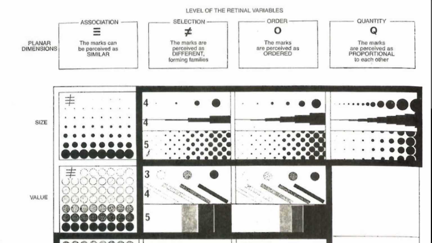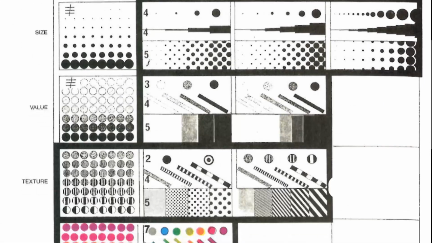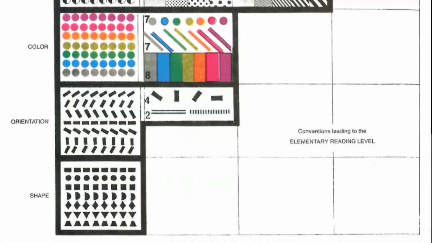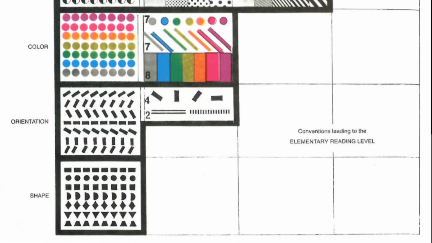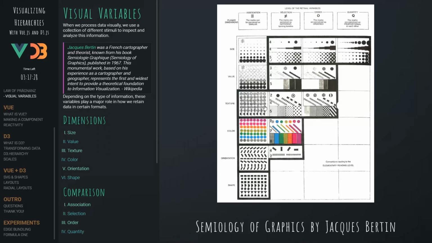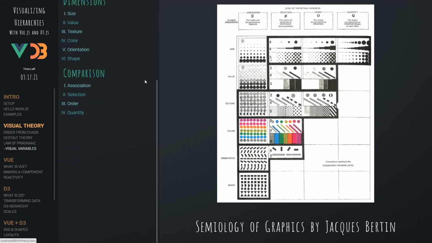And you can see by these examples here that it shows the different areas in which size would work for selection, order, quantity, or association. Same thing with value, texture, color, orientation, and shape. Now, as you go down to the bottom right here, these are conventions leading to elementary reading level. These are symbols, characters, things like that. They get a little bit more complex the farther down you go. So this is a great way to reference what you should use in certain areas.